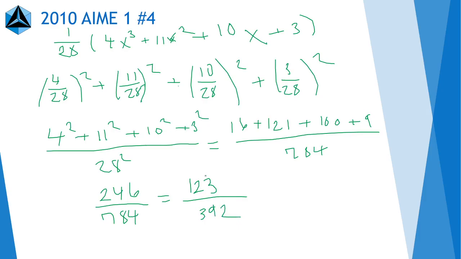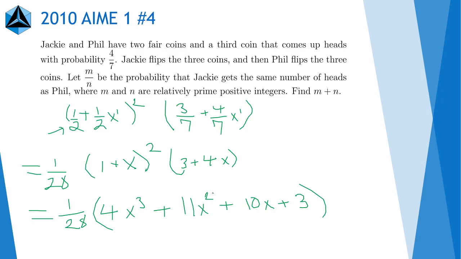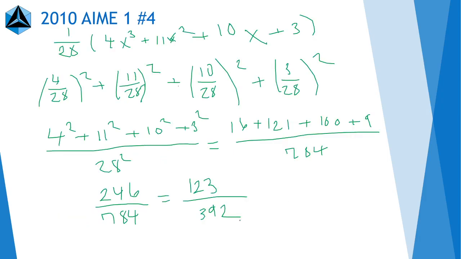So we just have to add these two up, as the problem states that we have to find m plus n. We get 123 and 392. Adding these up gives you 515, and that is your answer. And so we just went over an example of generating functions. We used generating functions to represent the outcomes of flipping those three coins with one unfair coin, and then we just carried on with normal counting principles to find our answer.